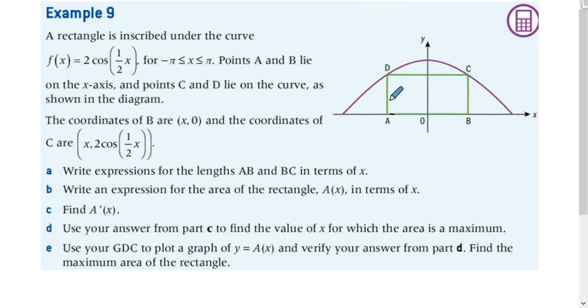So we have a rectangle inscribed under the curve. So in other words, what that means is this rectangle touches this curve at both of those spots. So it physically touches there. And then we have these points C and D. So the coordinate B is x, 0. And the coordinates at C are x and then 2 cosine 1/2 x. Folks, I don't have to give you this. I do not have to tell you that. You should know it based on the problem.